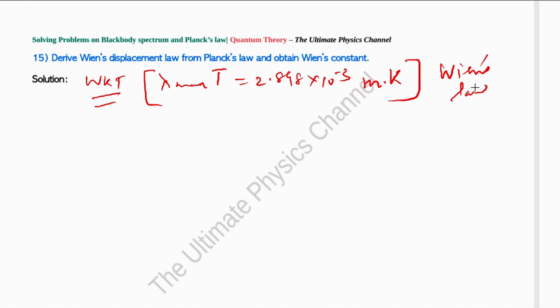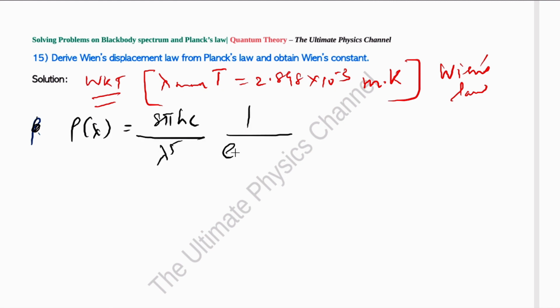So let's start from Planck's law. Rho lambda is equal to 8 pi hc over lambda power 5 times 1 over e power hc over lambda kt minus 1. This is the Planck's law in terms of energy density, right? We can simply use this and try to derive Wien's law from this.